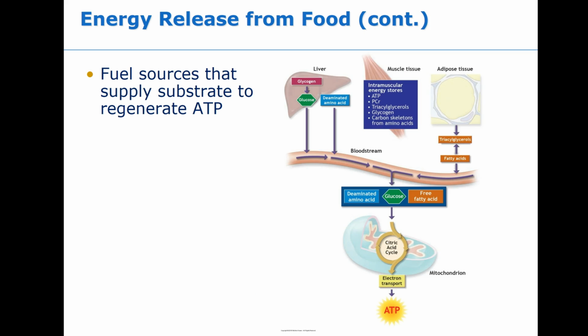So again, I like pictures, and I thought this was an excellent graphic to share with you that looks at the fuel sources that supply substrates to regenerate ATP. So you will hear us frequently talk about the glucose within the blood and the stored liver glycogen, deaminated amino acids. A lot of times when people take branched chain amino acids, that's kind of what they're referring to or thinking that they're doing to help with the replenishment of ATP. We've got intermuscular energy storage within the muscle, and also we've got triglycerols and fatty acids within the adipose tissue.